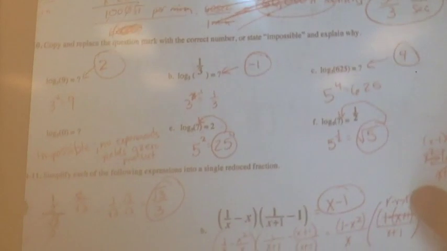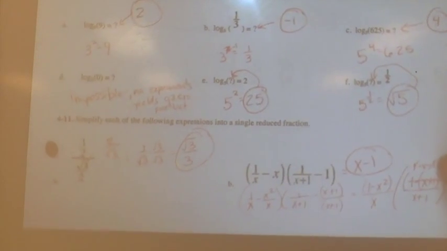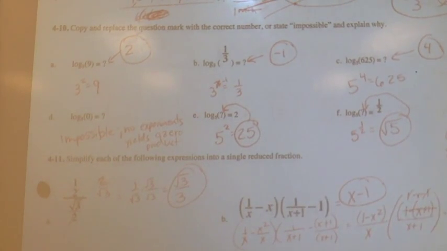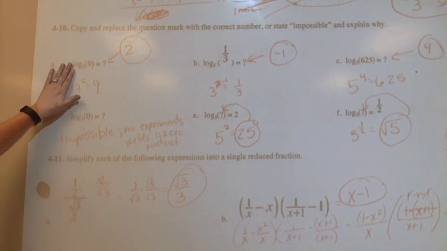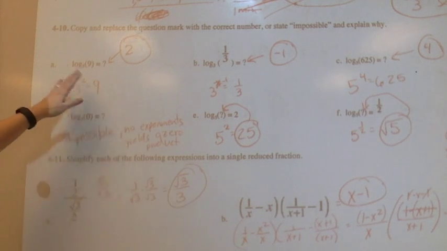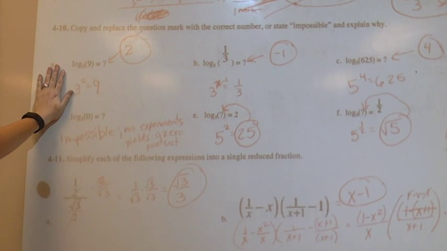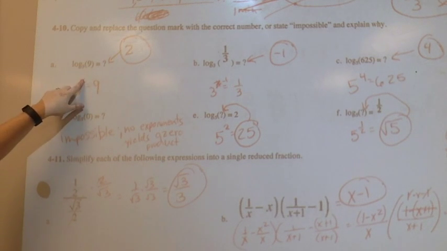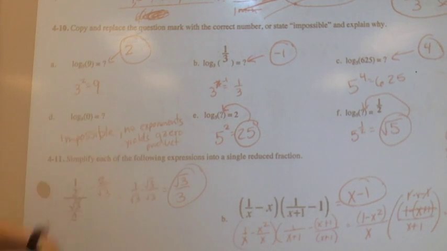4-10 is a little bit of log practice, and a couple of you have asked for more log practice, so please take advantage of this. This is to copy and replace the question mark with the correct number or state impossible and explain why. So here, if we write each one of these in exponential form, then we might more easily be able to see what that question mark is going to be. So writing this in exponential form, 3 to the question mark power equals 9, and of course 3 squared equals 9. So hopefully you won't have a problem with that.